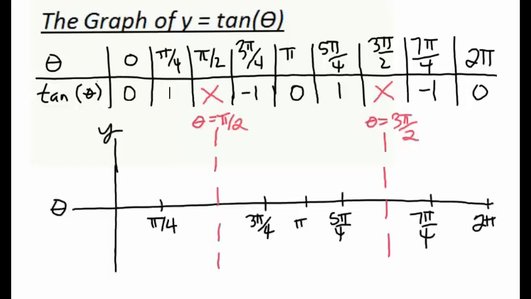The first thing I'm going to deal with are these values that we're not allowed to put as input into our tangent function. Those are going to create two vertical asymptotes, one at pi by 2 and the other at 3 pi by 2.